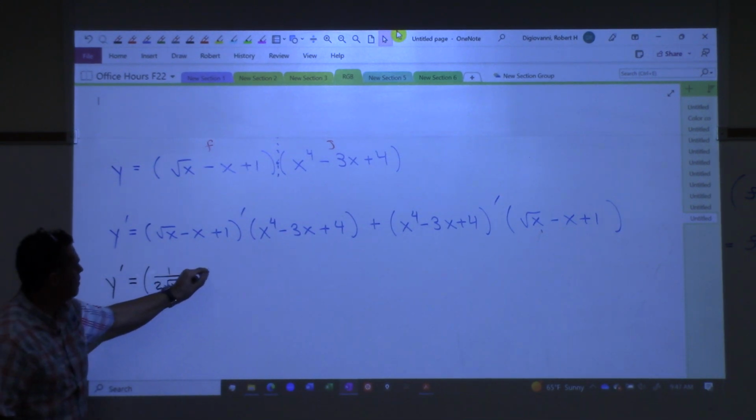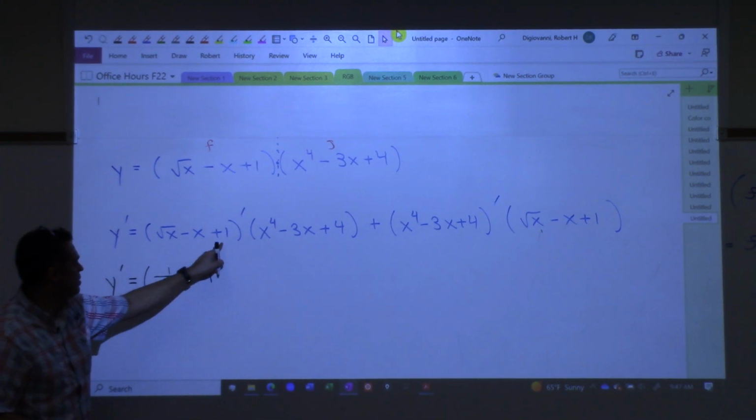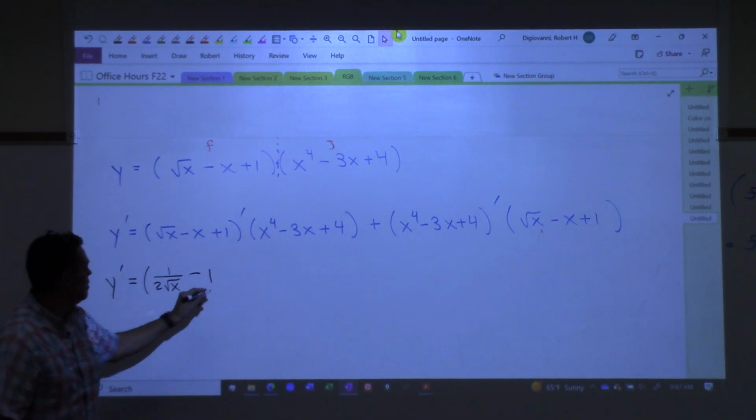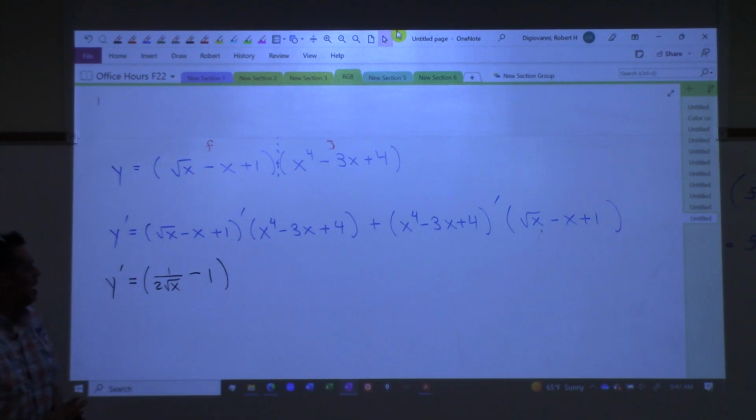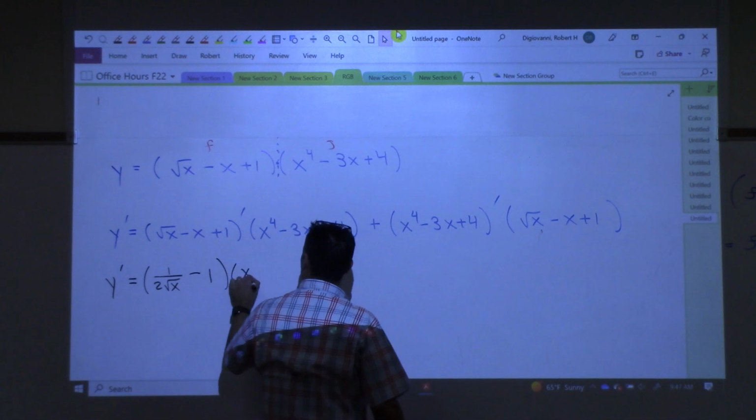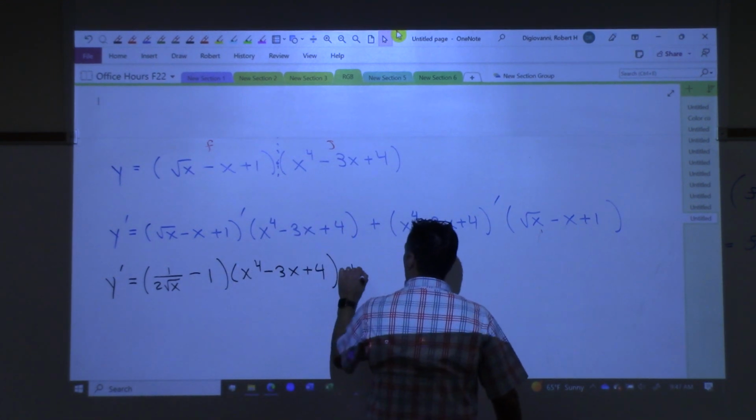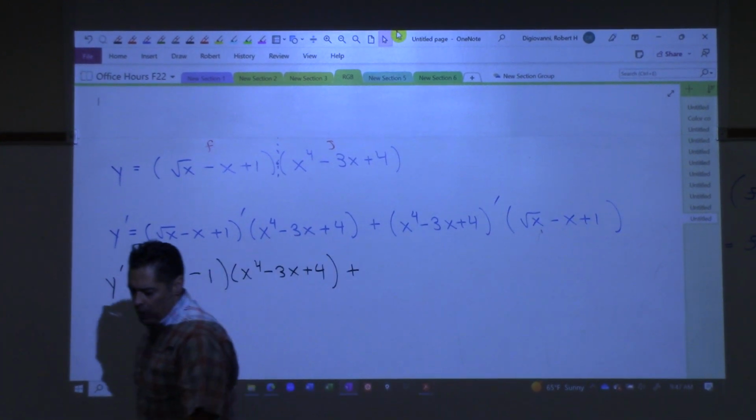Minus 1? And then plus nothing, right? Plus 0 because the derivative of a constant is 0. So that's it. We're done there, right? Close the parentheses. And then this one, don't take the derivative, right? You're just going to write it out. Plus, all right, the next one.